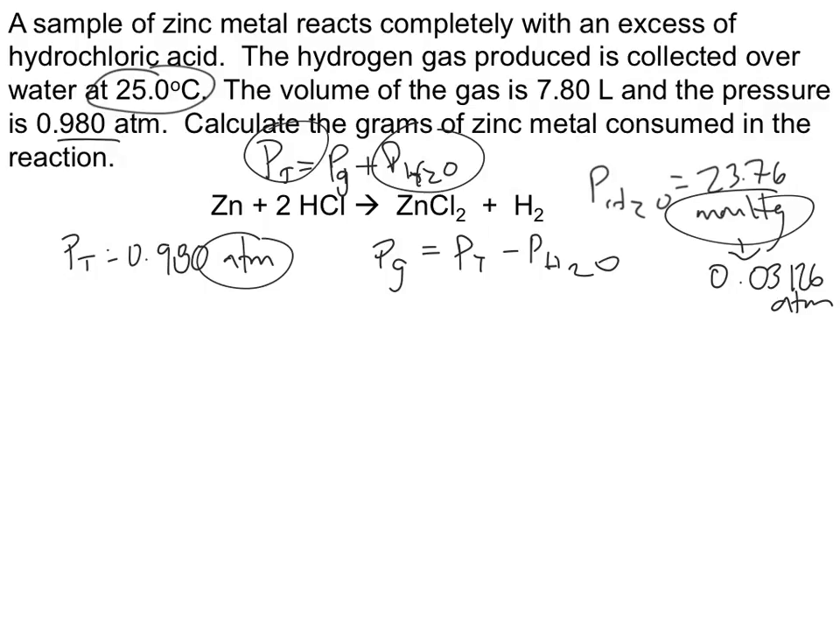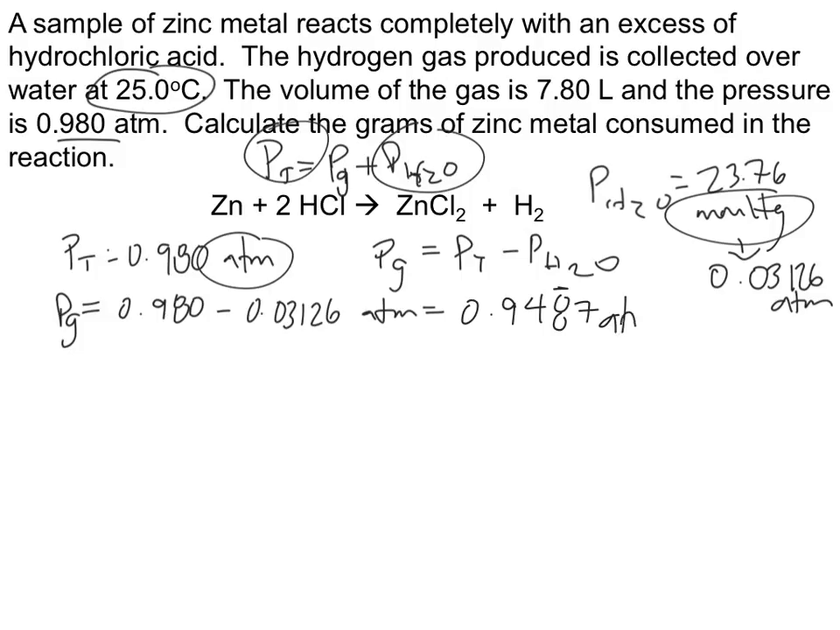All right, so the pressure of my gas that I actually collected, that hydrogen, is going to be 0.980 minus 0.03126 ATM. If we do the subtraction in our calculators, we end up with 0.9487. And so this is our pressure of our gas.